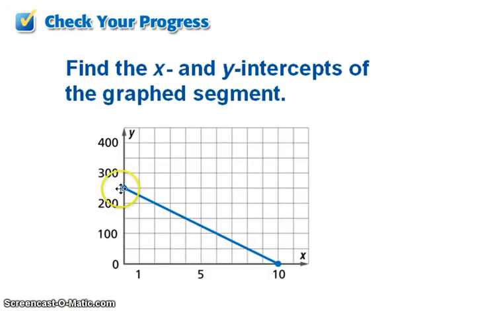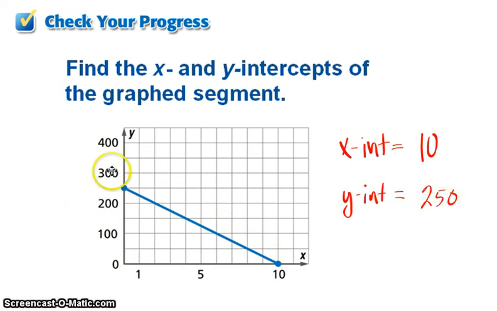So go ahead and try this one. Pause the video, and I do want you to write down what your x-intercept is and what your y-intercept is. Okay, if we take a look at our graph, here's our x-axis. Where does it cross the x-axis? It crosses the x-axis at 10. So our x-intercept is 10. Where does our line cross the y-axis? It crosses at 250. So your y-intercept is 250.